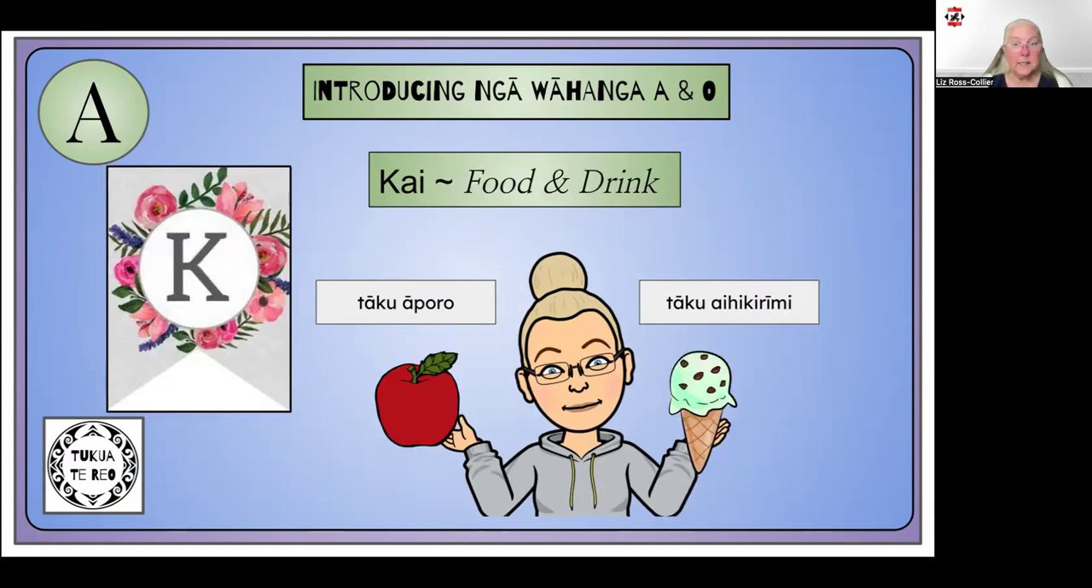The next letter is K. This stands for kai. This covers all food which sits in the A category except for water. Some examples of kai: tāku āporo, my apple, tāku ahikirimi, my ice cream, and so on.